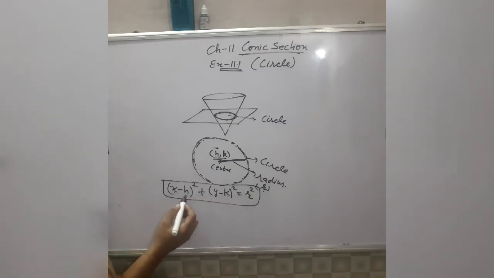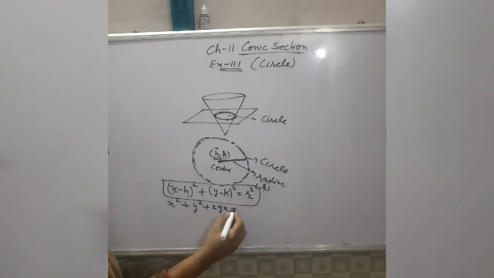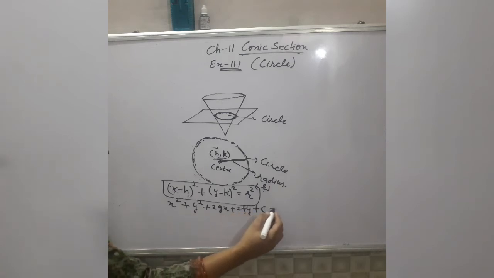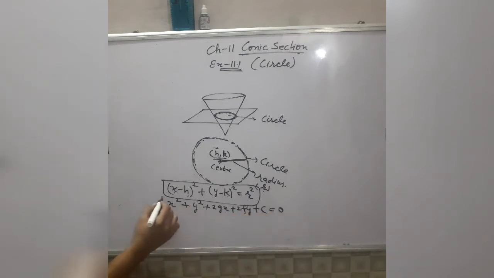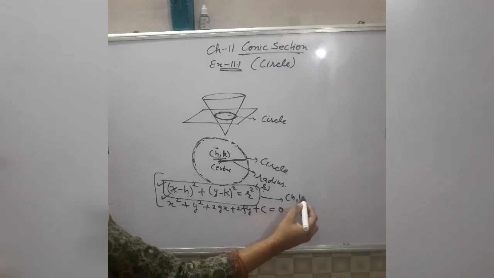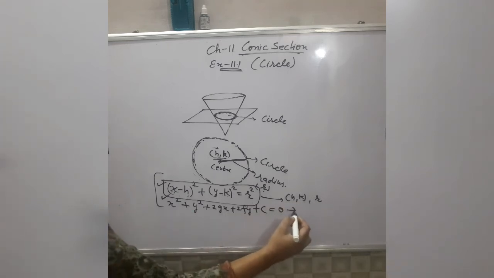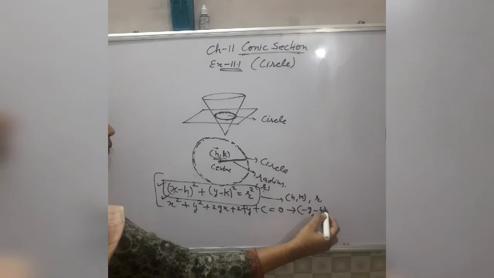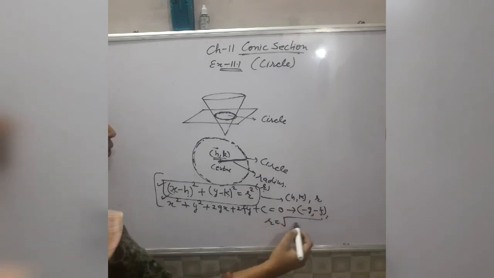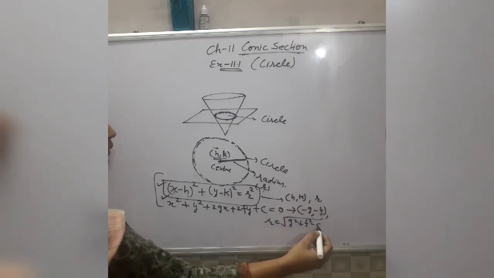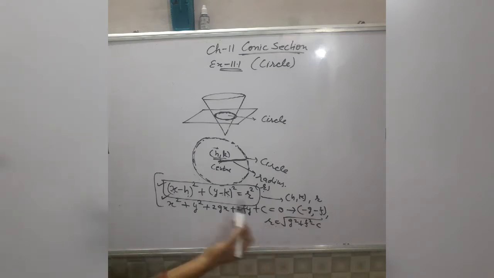And when you use the identity of a minus b whole square, you will get one more form of the equation of a circle. This form is x square plus y square plus 2gx plus 2fy plus constant term c is equal to 0. This is also known as an equation of a circle. Both are forms of the equation of a circle. In the first form, the center is h comma k and the radius is r, and in the second form, the center coordinates are minus g comma minus f, and the radius r is root of g square plus f square minus c. This gives you the value of the radius from the second form of the equation of a circle.